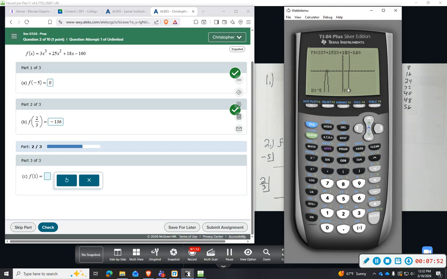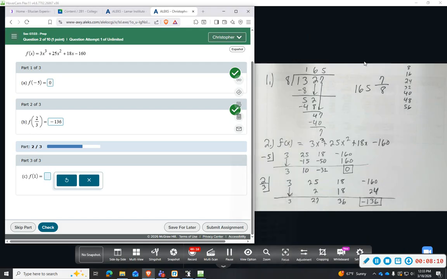It gives a y value of 0. Now I'm going to do 2 divided by 3 for 2/3. I get a y value of negative 136, and if I type in 1, which is our final plug in, we get negative 114. So do it all the same way. You can plug it in, but you're just plugging in these numbers and finding out what the value is.